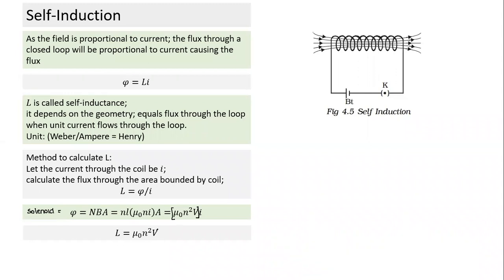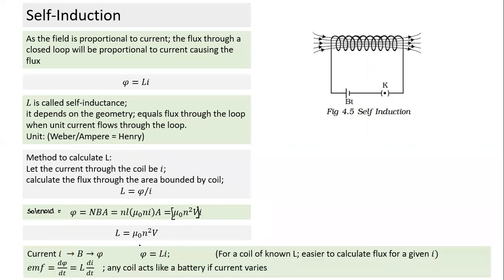We can write it in different forms. The volume can be written in different forms. If the solenoid has circular radius of r, we can rewrite in other terms. But I think this term is easier to remember, so I prefer this term. We can write in other forms as well. Let's have a recap of what we did here.